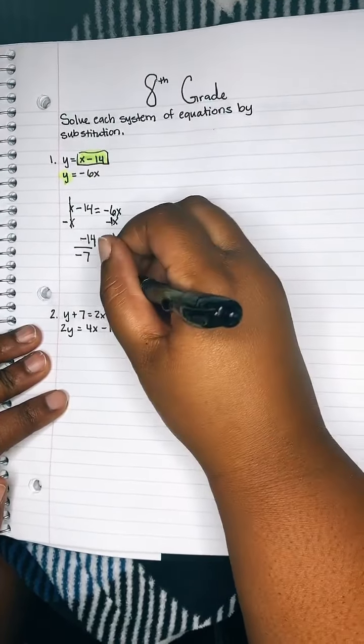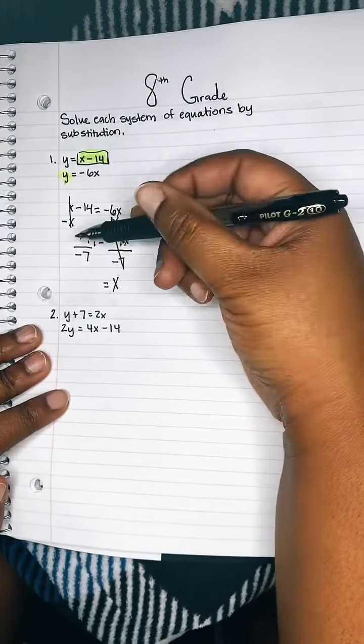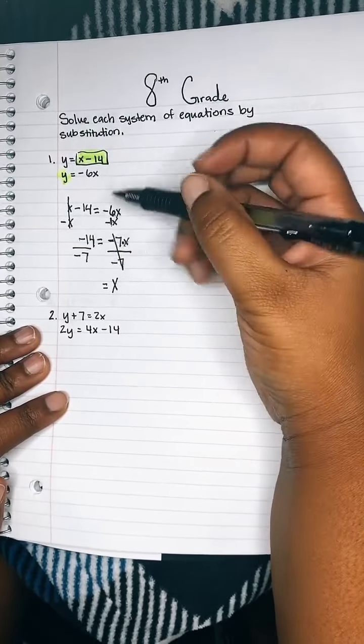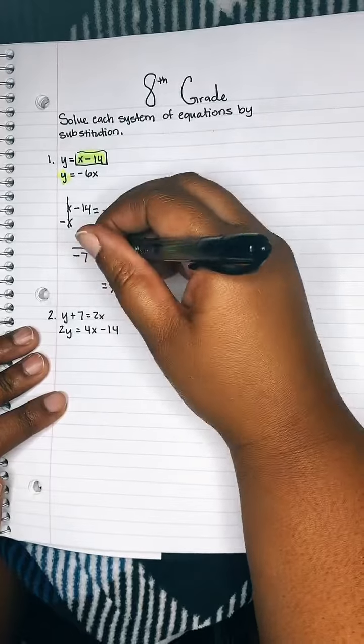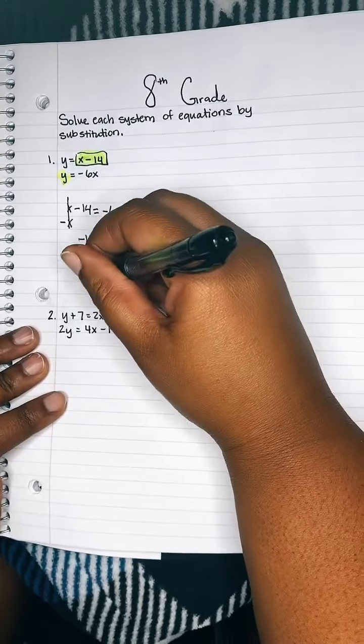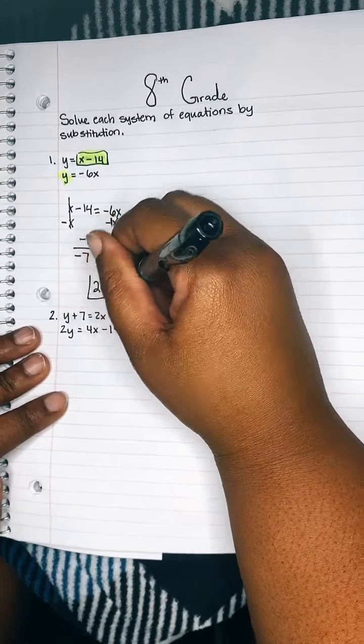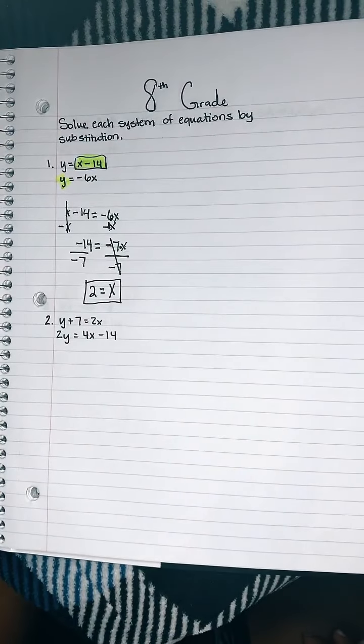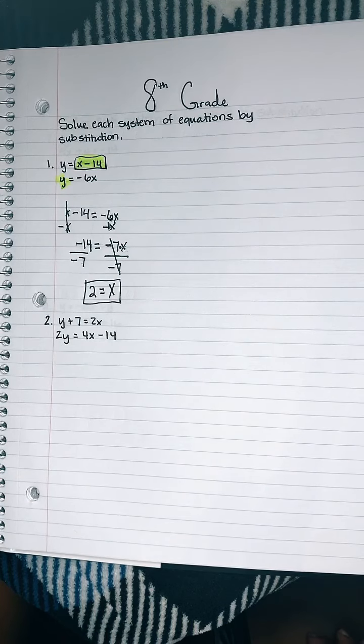So this cancels and we get x equals, a negative divided by a negative is always a positive. So 14 divided by 7 is 2. Yes, and we get that.